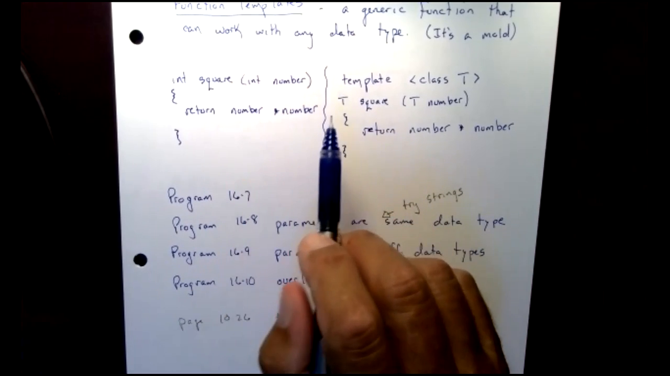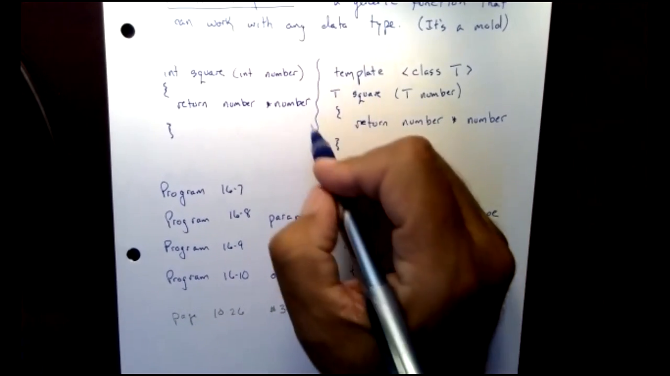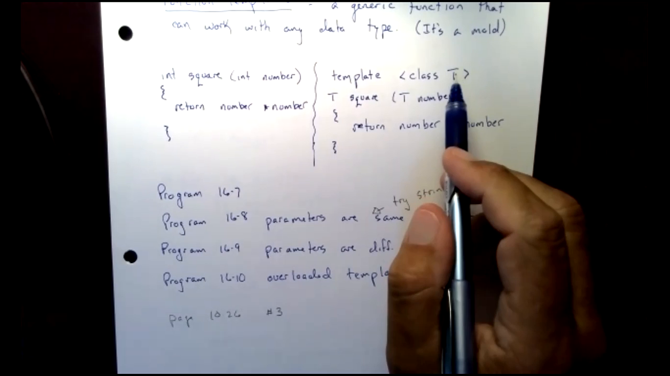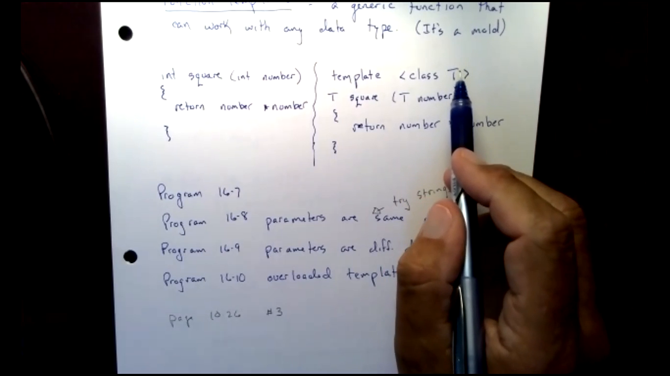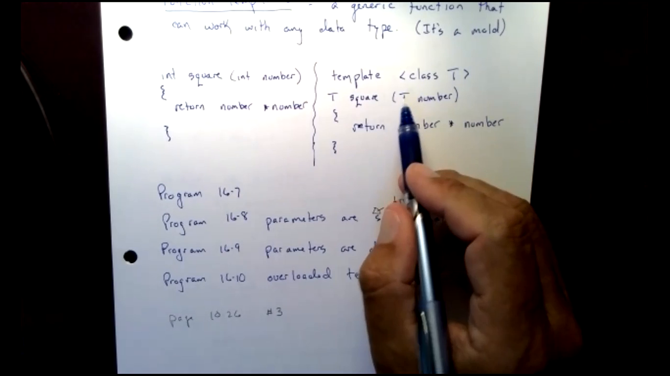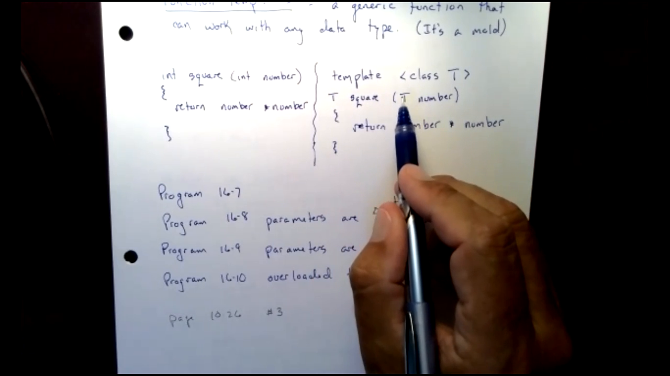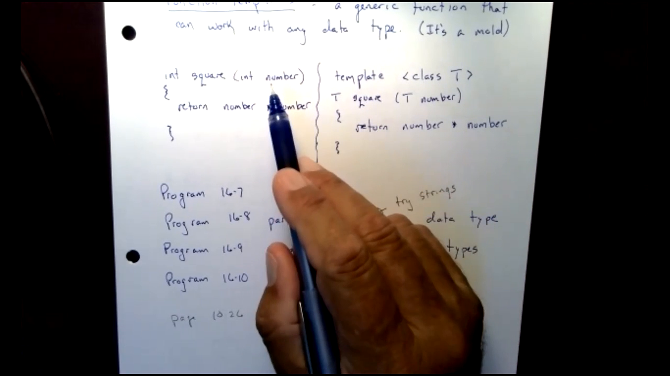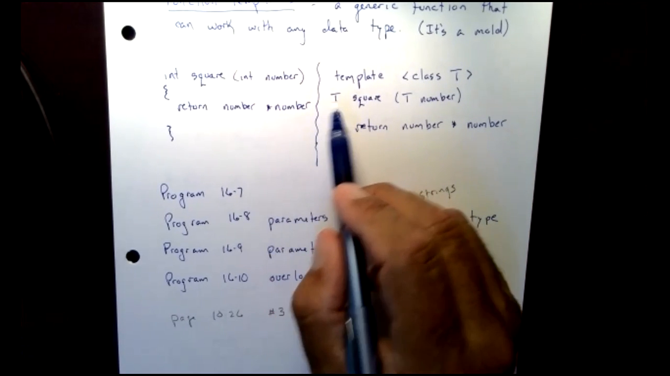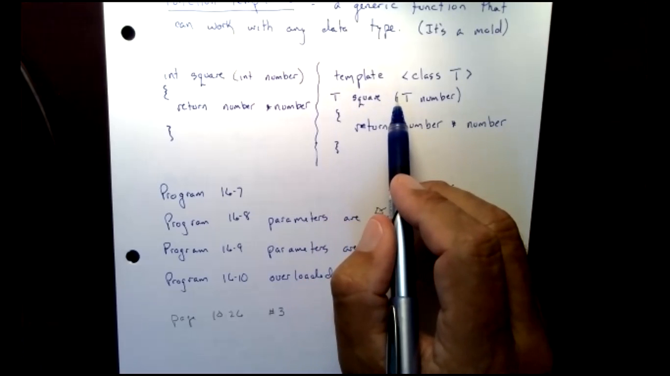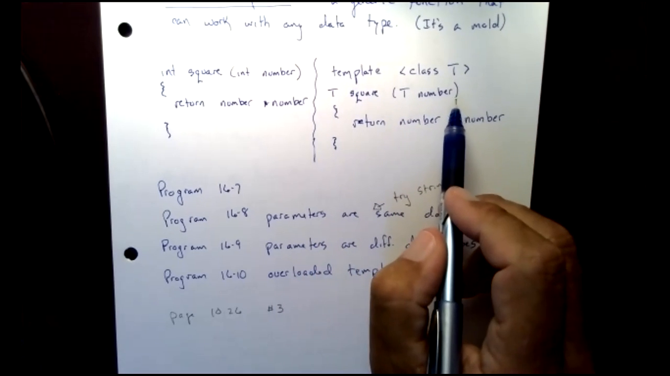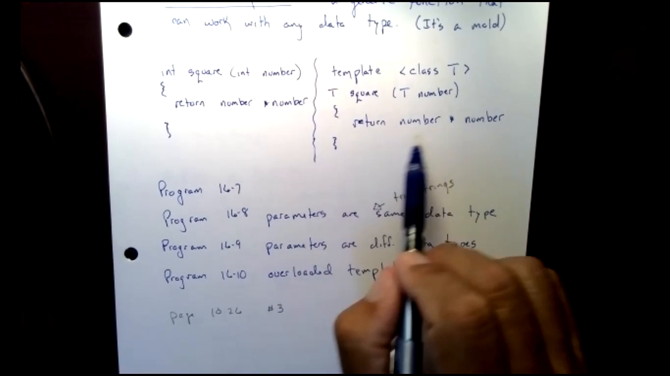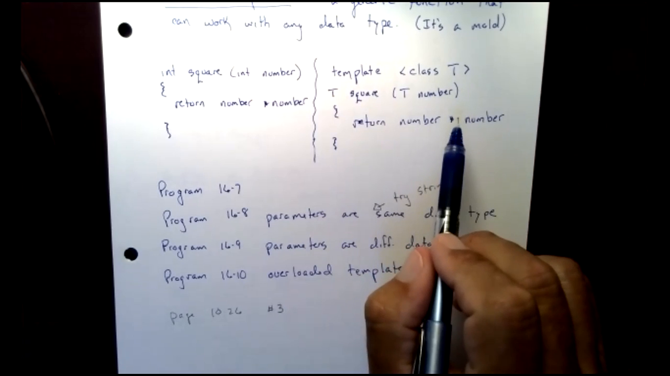Well, what I can do instead is write something that looks like this: template class T, where T is going to be the data type of whatever parameter is coming in. Okay, so template T, and then everything else is the same as over here, except I replace the word int with T. So if I declare this, it's kind of nice because this template function that I wrote can be used for any type of data.